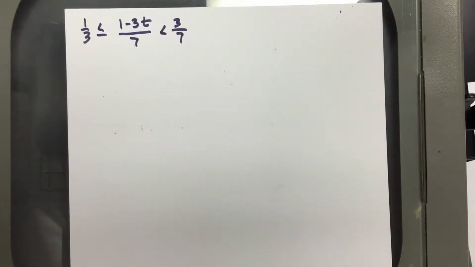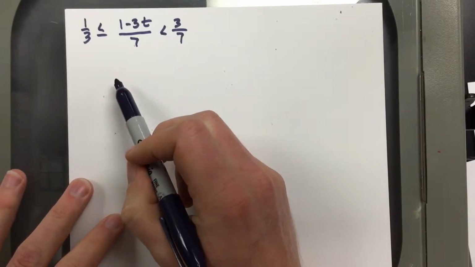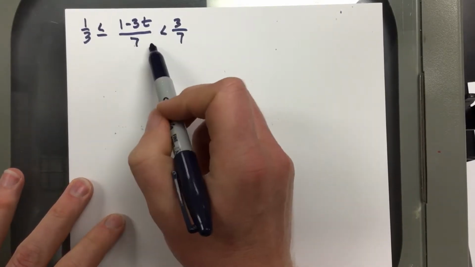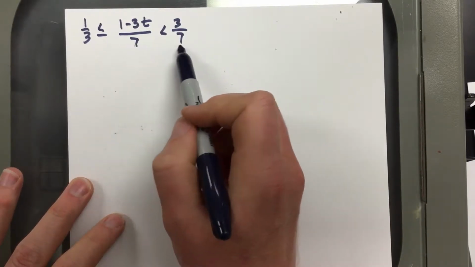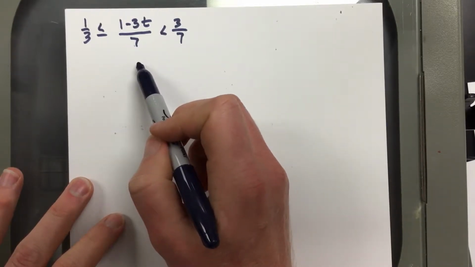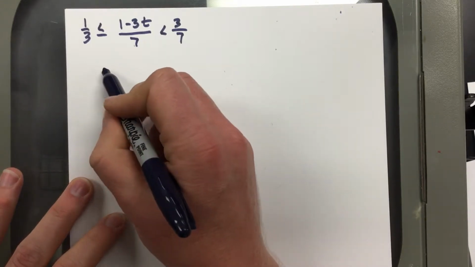Hey everyone, this is an example of a fraction compound inequality. Let's go through the most efficient way to solve this problem. So the first thing is I got three different fractions, different denominators. I want to multiply by a common denominator. So I'm going to rewrite this.